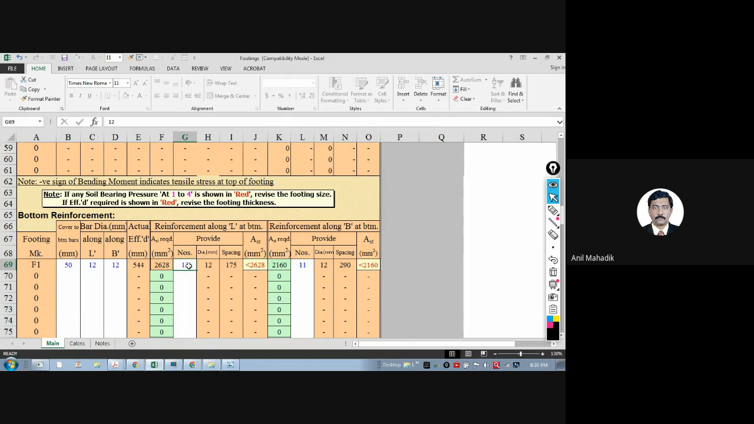Here you are putting 12 number of bars, which is nothing but 12 at 175 spacing. This is not sufficient. Increase the number of bars. Let's say 13. Is it okay? No. Let's make it 14. Is it okay? No. Make it 15. No. 16. 17. 20. 18.